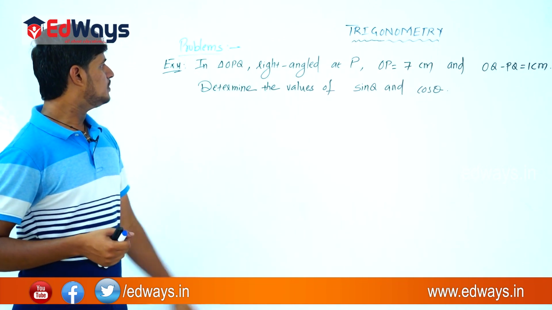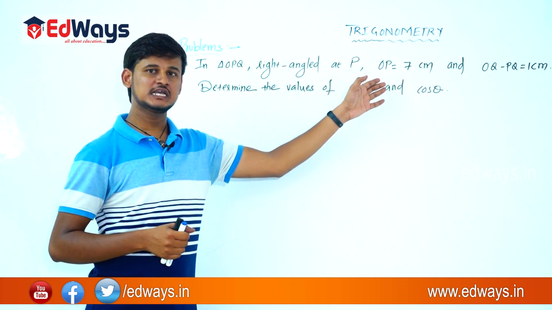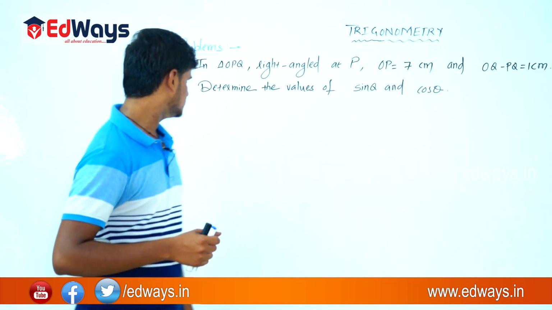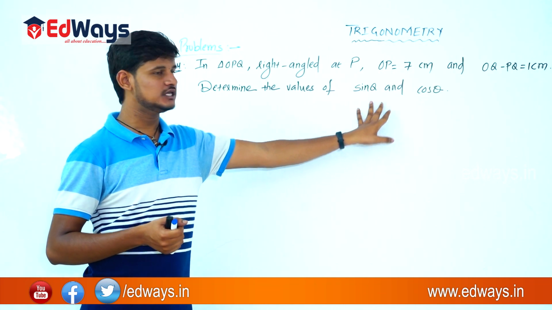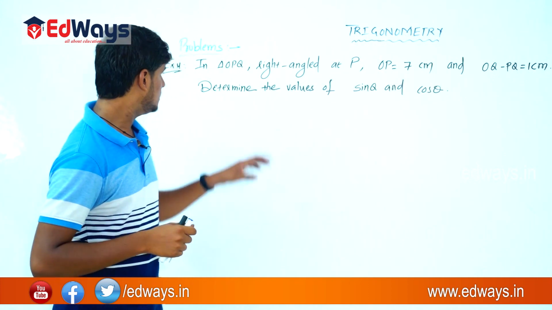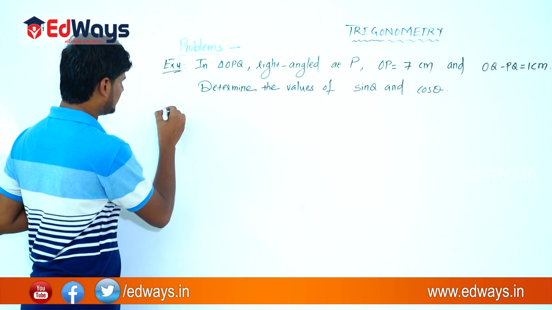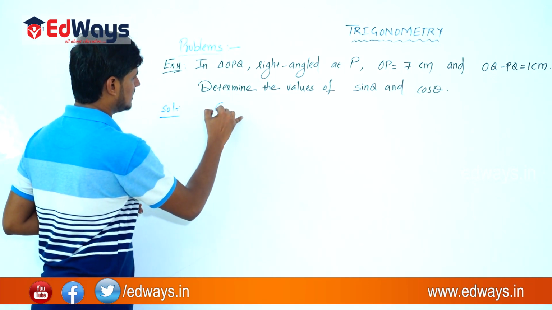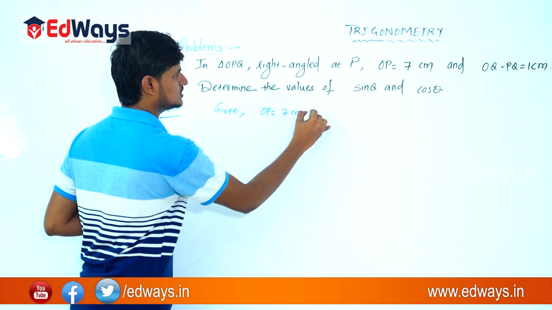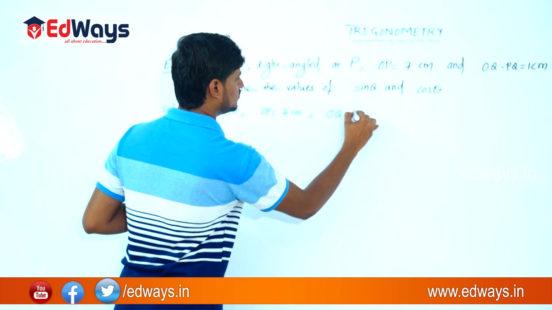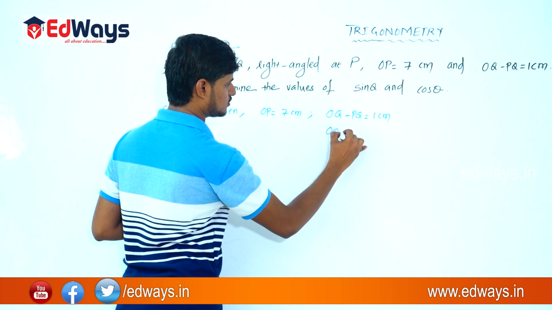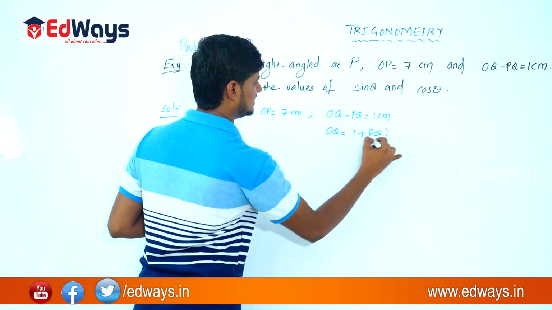Fourth problem. In triangle OPQ, right angle at P, OP is equal to 7 centimeters and OQ minus PQ is equal to 1 centimeter. Determine the values of sin Q and cos Q. First let us draw the right angle triangle OPQ and write the given information. Given OP is equal to 7 centimeters and OQ minus PQ is equal to 1 centimeter. Let me write it as OQ is equal to 1 plus PQ centimeters.